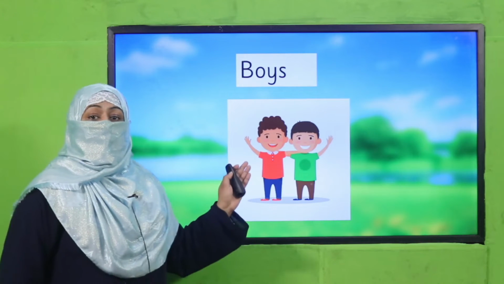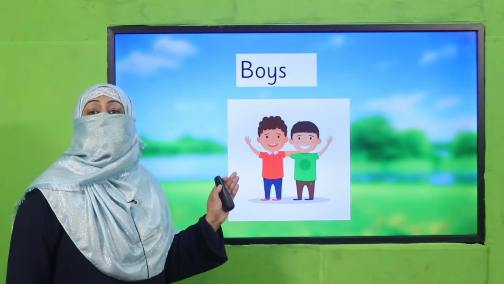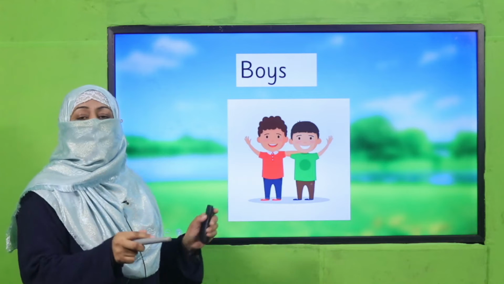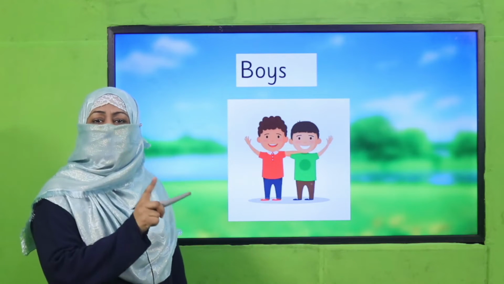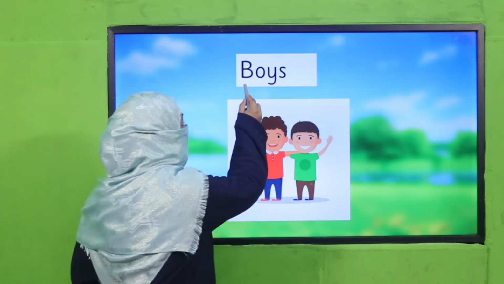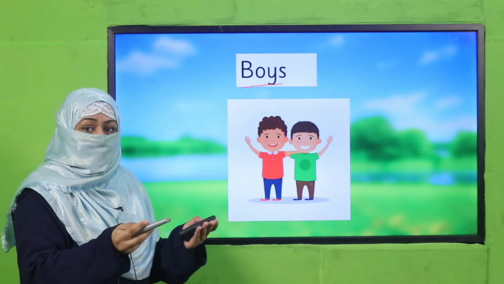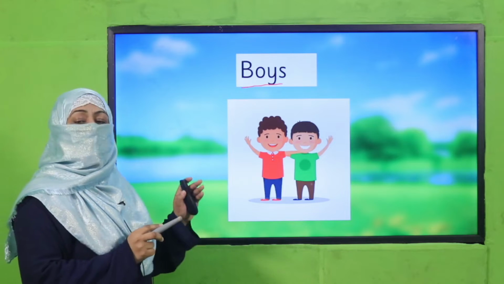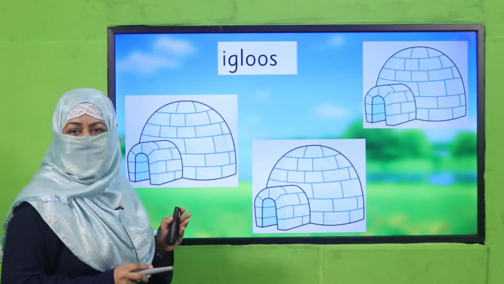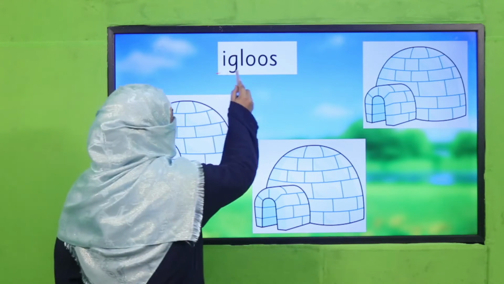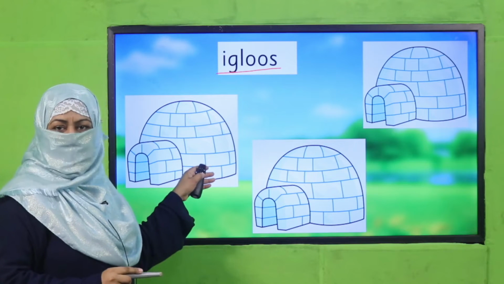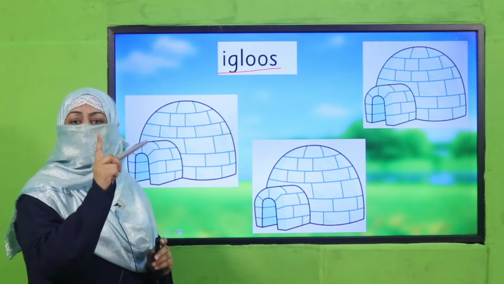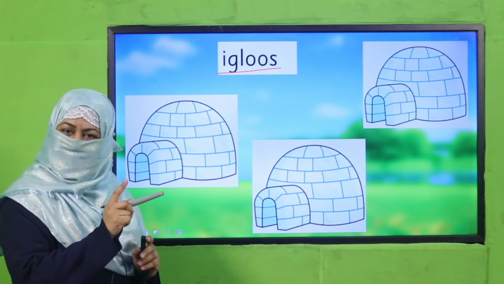Let's see. When we are using a plural noun, do we use a or an? No, good. Because beta, I told you a and an refer to one. And when I'm saying boys, it means more than one. So I cannot say a boys, right? So boys or plural nouns don't take an article, right? Yeah, igloos, more than one, right? So a and an are used to refer to one general noun.